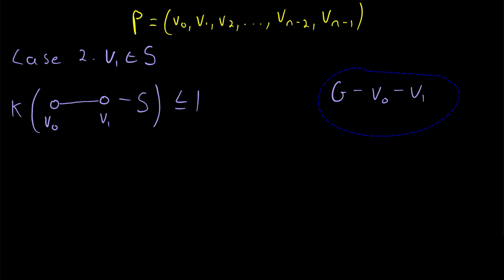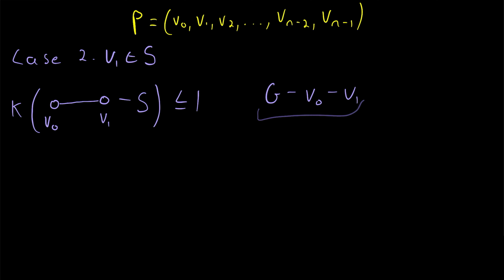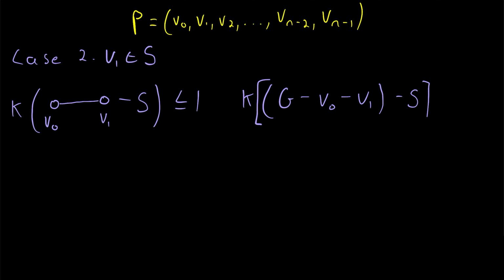And let me bring that a bit more to the center. For this graph, we of course want to know how many components this graph is going to have once we delete the vertices of S from it. So we want to know a bound for the number of components of G minus V0 minus V1 minus S. So we'll write that like that. There we are. That's the number of components in the graph G minus V0 minus V1 minus the vertices of S.